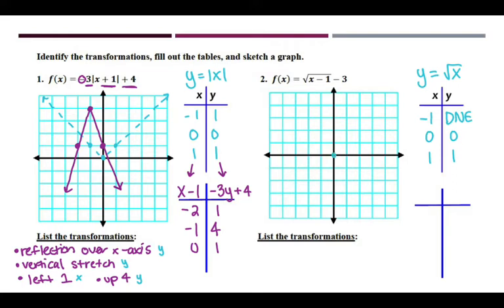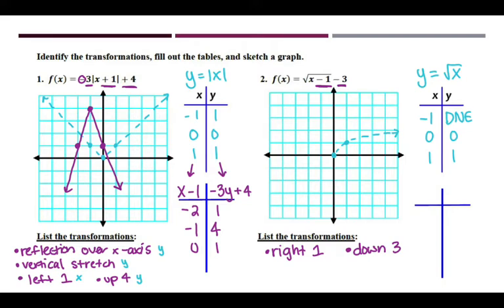So here is my original parent function for the square root. Looks like a half parabola going to the right. For my transformations, I only have 2. I am moving to the right 1 because of that -1 on the inside. And I am moving down 3 because of that -3 on the outside.